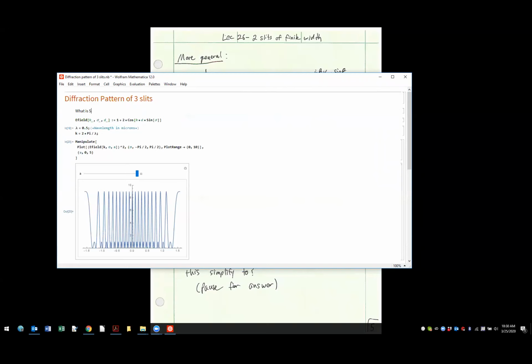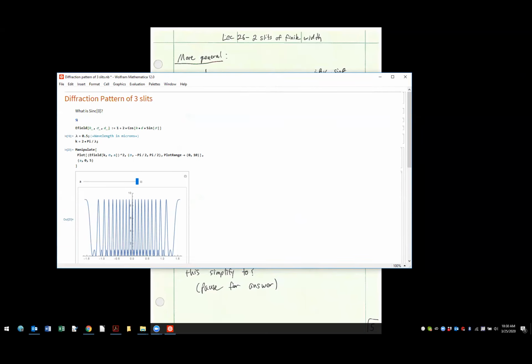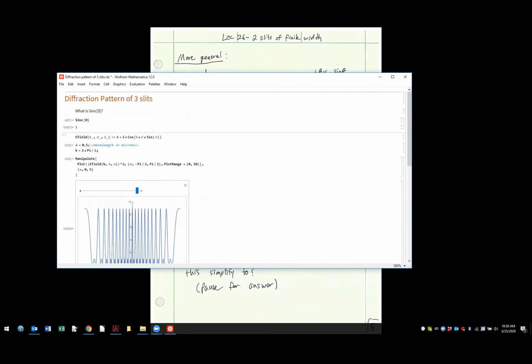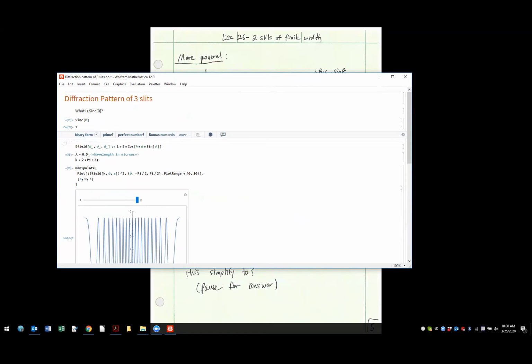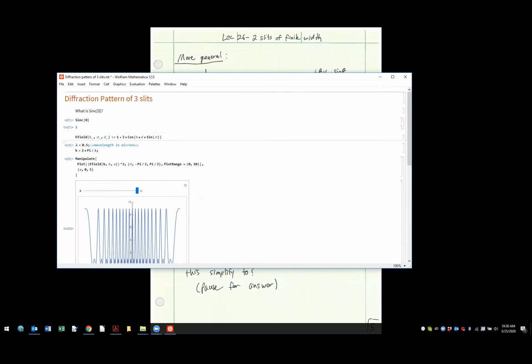Well, what's sinc of 0? Let's just test that. Sinc of 0 is 1 because sine of x over x goes to 1. All right. So if I have no sinc function in there, that's the equivalent of not multiplying by the sinc function. Leaving it out is the equivalent of multiplying by 1. So I must have k times a times sine of theta, here's how you do theta in Mathematica.